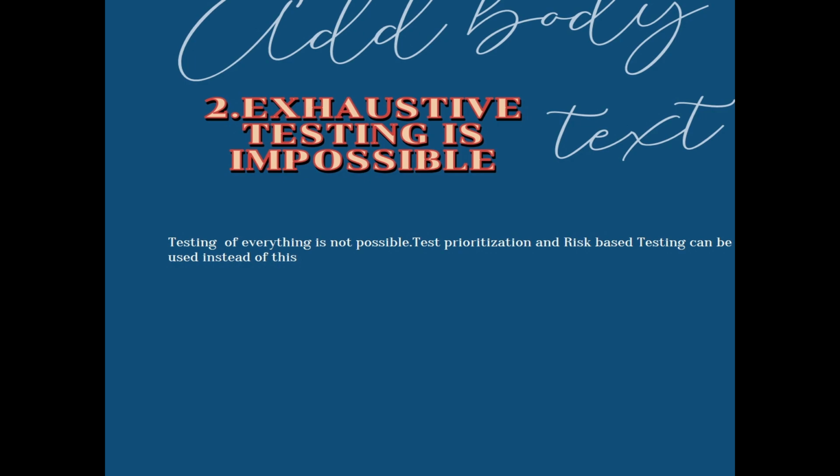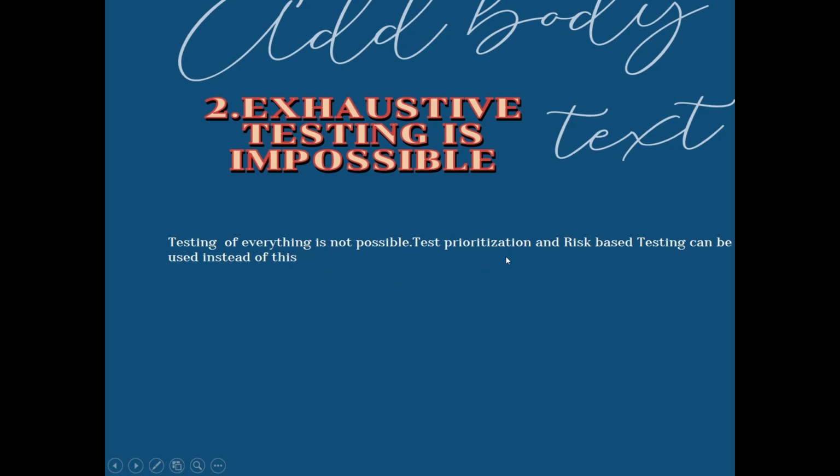The second is exhaustive testing is impossible. What is this? Testing of everything is called exhaustive testing. We can't test the software from A to Z. While testing, there are a few things we may miss, such as user requirements. So testing of everything is not possible. Rather, we can prioritize the tests and approach risk based testing, by which we can do the testing properly.